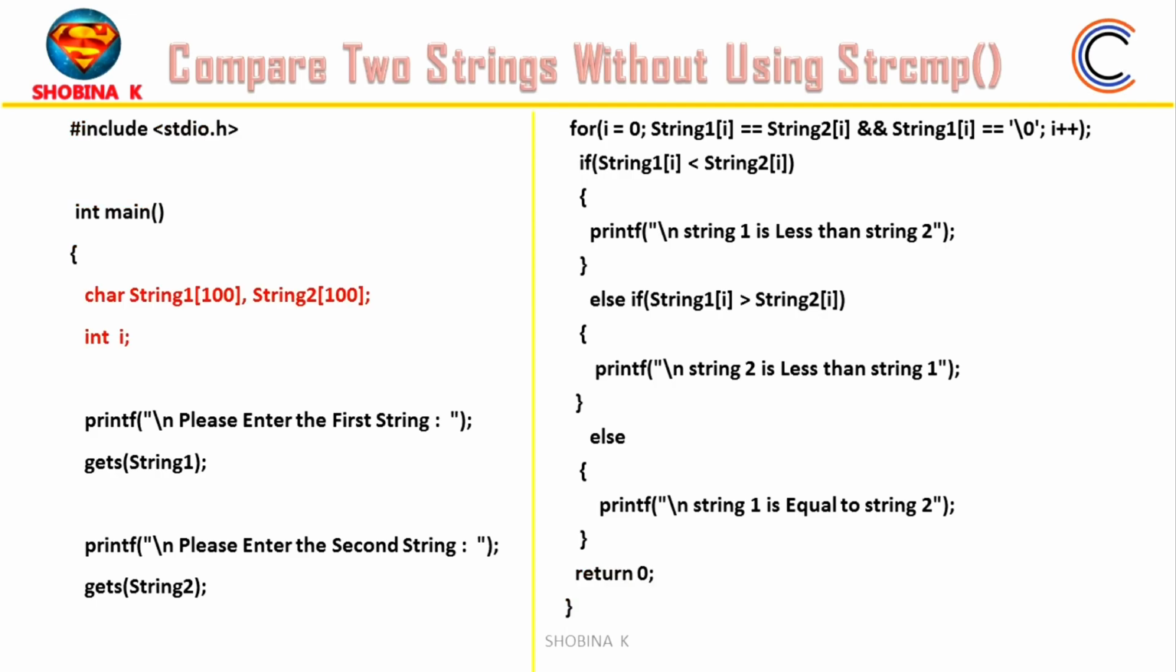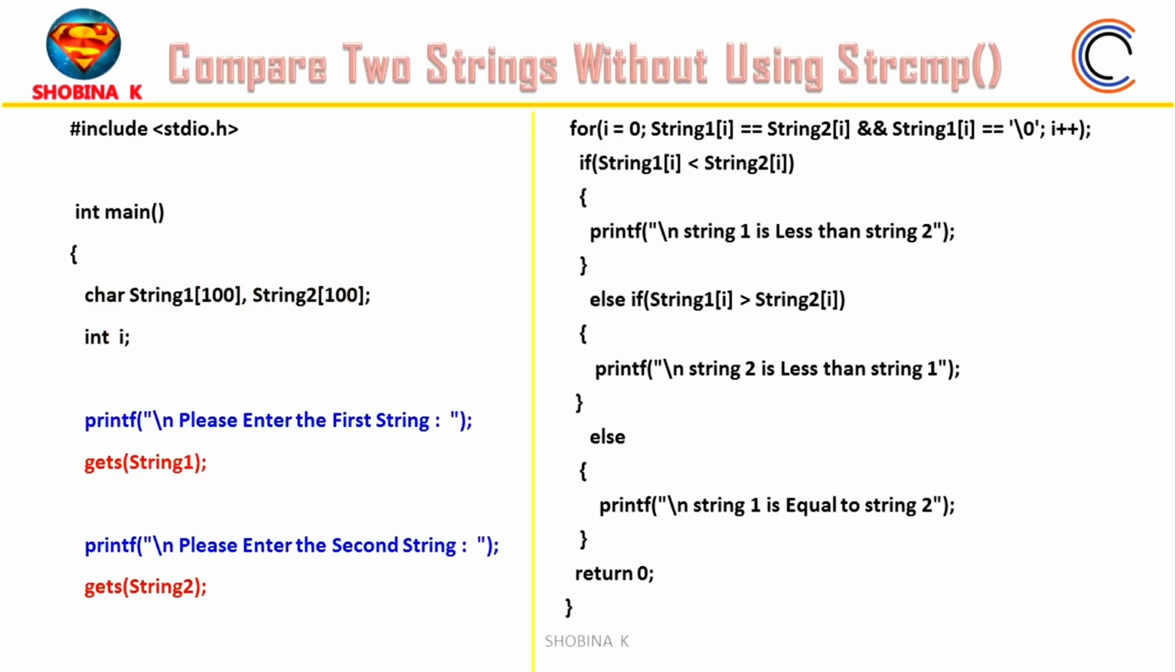The following line is a declaration of character array. So we declare two character arrays, string 1 and string 2. And these arrays can hold a string up to 99 characters. Next, int i. Int is short for integer. It is a fundamental variable type built into the compiler. It is used to define numerical variables holding whole numbers. And this variable is used to control the for loop.